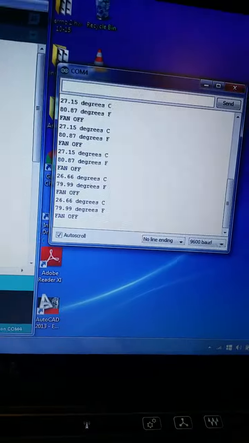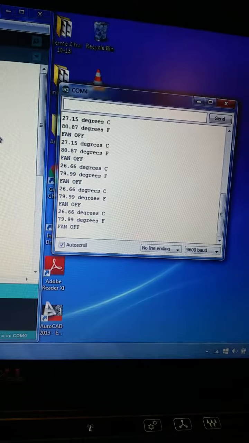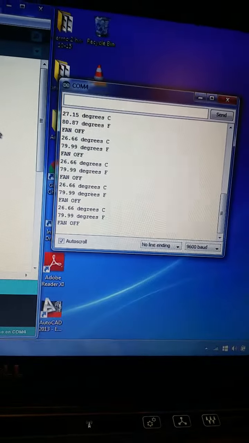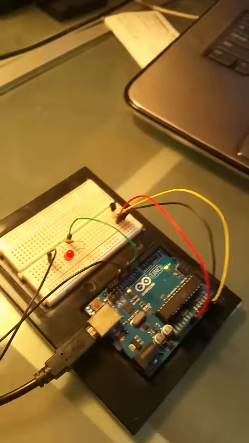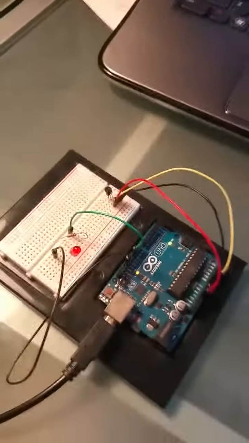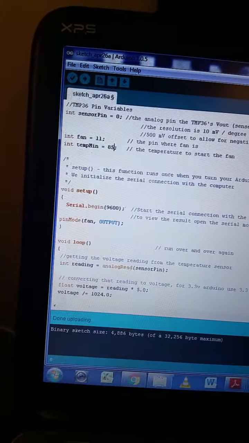In addition to that, I also have the serial monitor here, which pumps out temperature readings in degrees Celsius, degrees Fahrenheit, and also indicates whether the fan is off or on, which corresponds to the LED being off or on. As you can see right now, the LED is off, indicating that the system is detecting that the reference value for temperature that I have set at 85 degrees is not being exceeded.